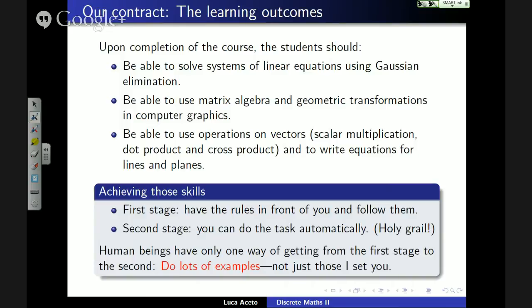Well, practice. Do examples, do exercises, not just those in the assignments. All those that I said to you, do them. That's the only way. End of commercial break.